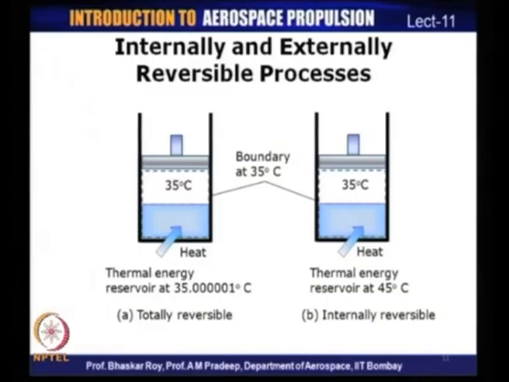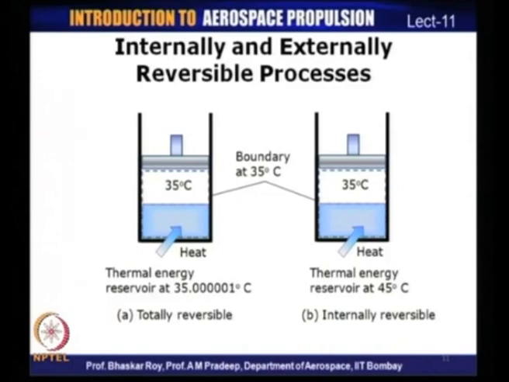On the right hand side, on the other hand, the system is at the same conditions as it was in the previous case, that was on the left hand side. But now, let us say the thermal energy reservoir is at a higher temperature of, let us say, around 45 degrees Celsius. Now, if heat transfer was to take place across the system boundaries, obviously that makes it externally irreversible, because the heat transfer is taking place across a finite temperature difference, which makes it externally irreversible.